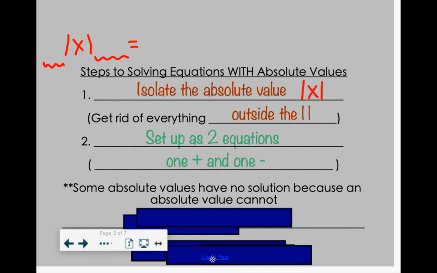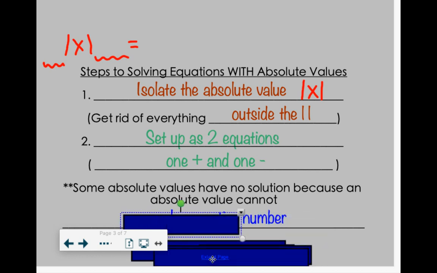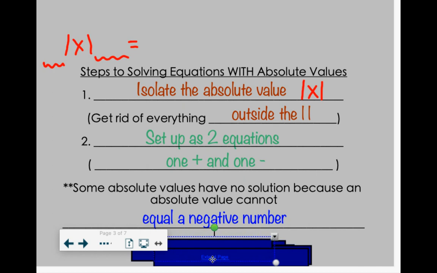Okay. And then our last statement is some absolute values have no solution because an absolute value cannot equal a negative number. So if I give you something like the absolute value of x equals negative 4, that would have no solution. Cross through it. Not true. Right? And when we get to problems like that, you get to write no solution and you don't have to solve the rest of it. Okay? Some people like the no solutions for that reason.